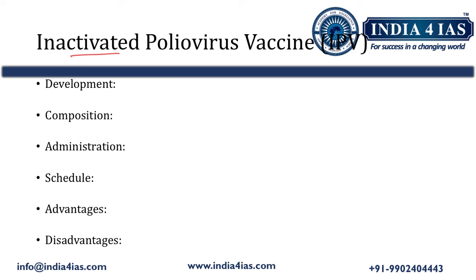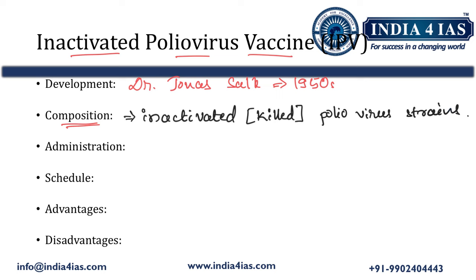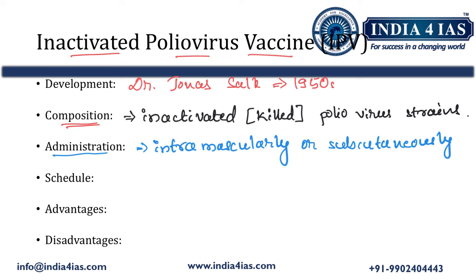So coming to the inactivated poliovirus vaccine, it was developed by Dr. Jonas Salk in the year 1950. So coming to the composition of this poliovirus vaccine, it contains the inactivated, that is killed, poliovirus strains of all the three poliovirus types. So this vaccine is injected intramuscularly or subcutaneously.